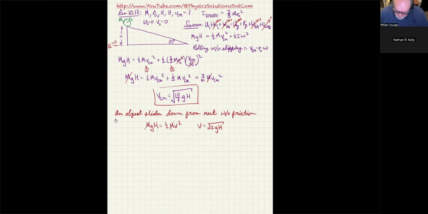So you see that when the object slid down, it was going the square root of 2gh, but when the object rolled down, it went down the square root of 10/7 gh. Now, if it was 14/7, then it would be exactly the same. So we're actually square root of 3/7 smaller than that. And that's basically the price we paid for some of the energy going into rotating the sphere instead of just letting it slide down without friction. So, any questions on that one, Nathan?